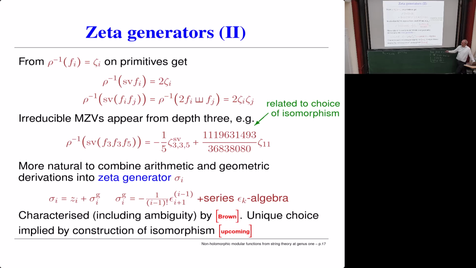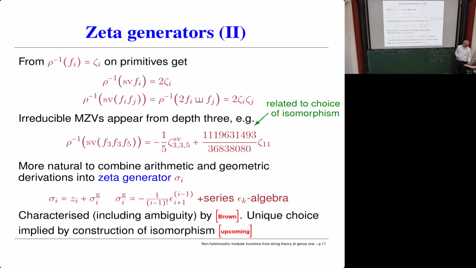This characterization, again, includes an ambiguity, but the same ambiguity will be fixed by a similar choice to what we're doing here. So in this upcoming work that we have at the moment, we will also present a unique choice for these zeta generators, sigma i.